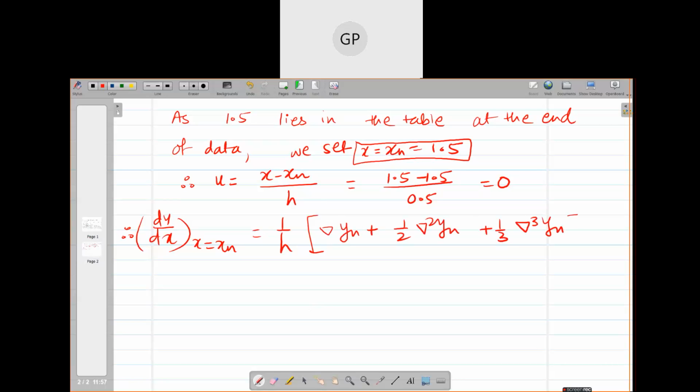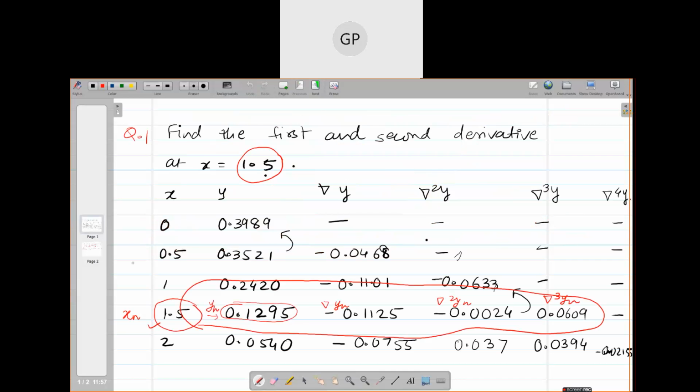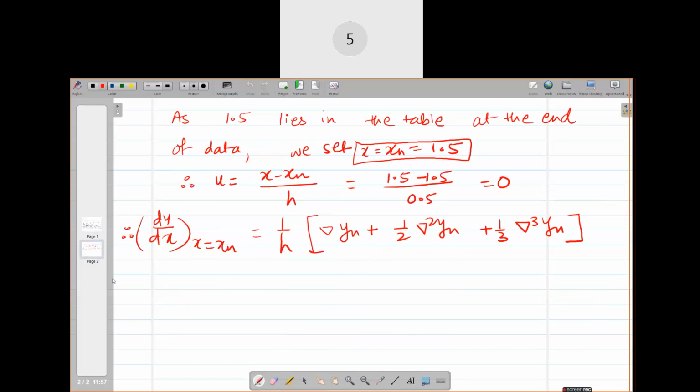Do you have del raised to 4 yn here? No, ma'am. You don't have. So you will stop writing the formula there also. And if you write the correct formula like this, you will get 1 mark. What is h value?